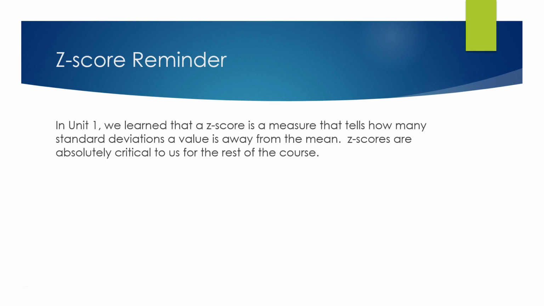Next is z-scores. I mentioned in Unit 1 that z-scores are really important, even if at the time they don't necessarily shine. But z-scores are going to be something that we will use throughout the rest of the semester, or a very close equivalent. So in Unit 1, a z-score is a measure that tells how many standard deviations a value is away from the mean. We will still be calculating z-scores, but this unit we just need to make sure we understand that a z-score is a location of how many standard deviations a value is away from the mean.